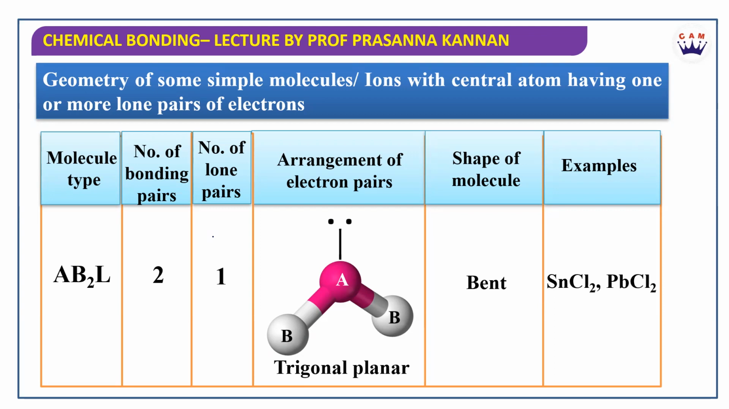Example, tin and lead. Tin chloride, stannic chloride, and lead chloride, lead 2, right? Valence is 2. You must know the examples. That's very, very important. 1 lone pair will be there and there are 2 bond pairs. Okay. Clear? Can we move on?